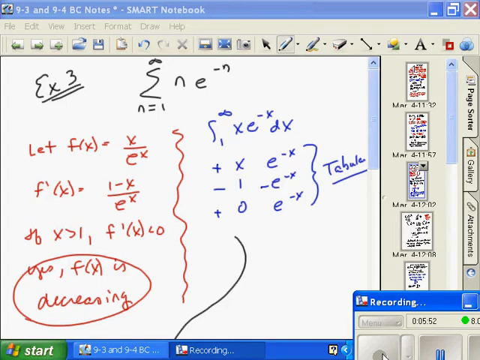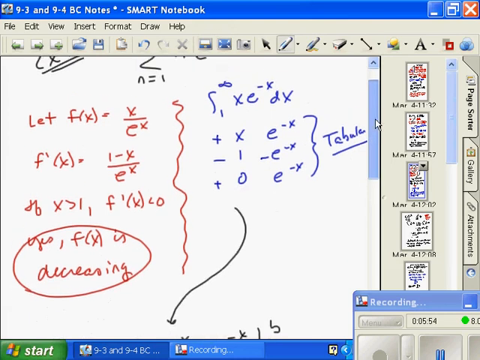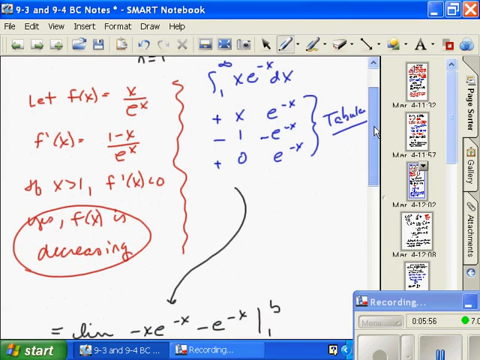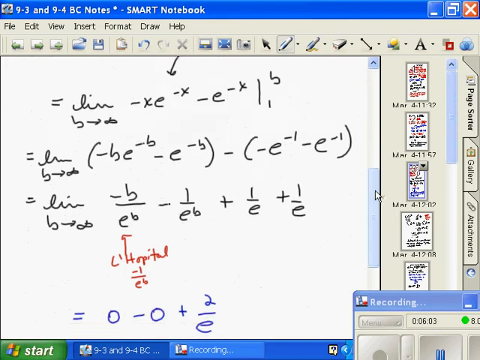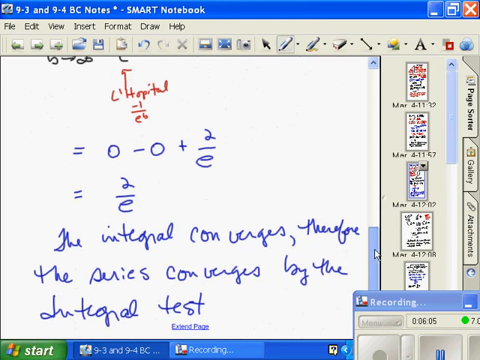I did the tabular method when I did my integral, so that's integration by parts on the right side up there in blue. Then in black down here I have my actual expansion of that tabular, and coming down here I got my final answer to be 2 over e. So since the integral converges, the series will also converge by the integral test.